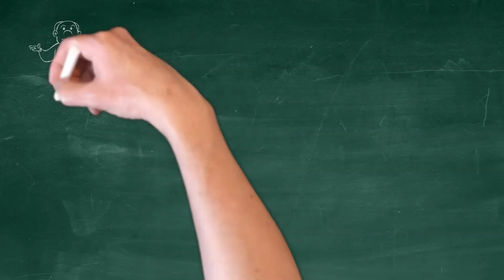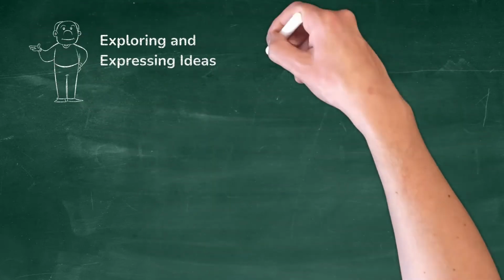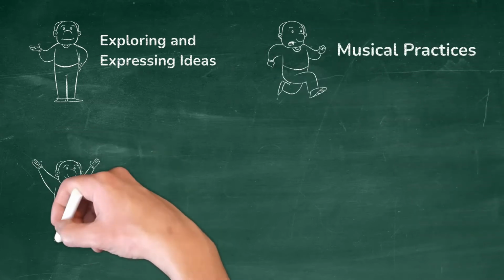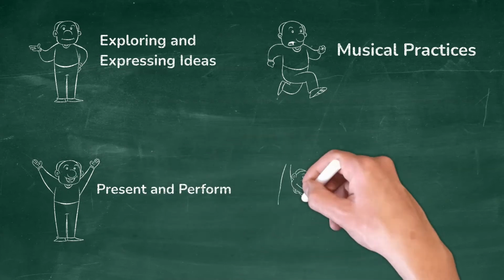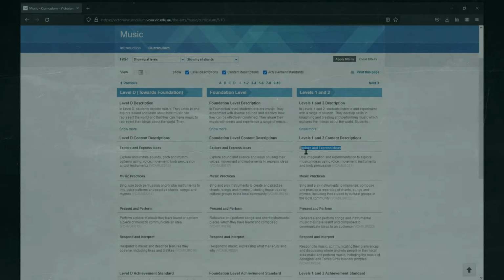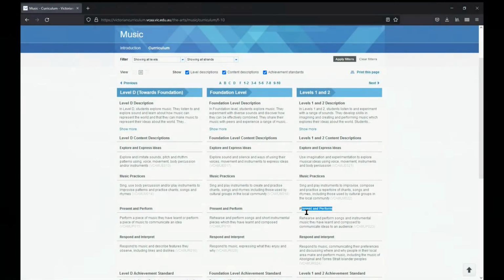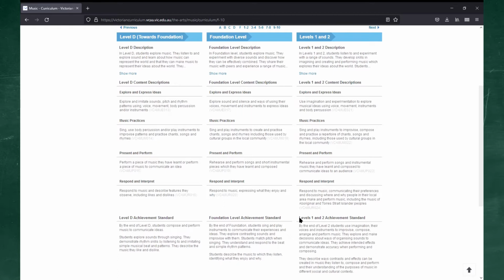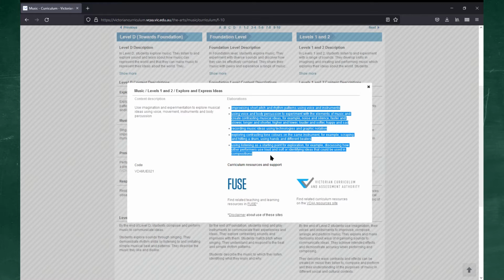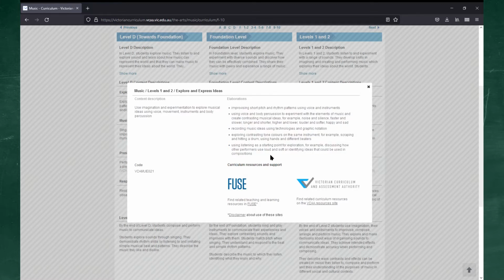Following the Victorian curriculum, we have 4 strands in the music domain: exploring and expressing ideas, musical practices, presenting and performing, responding and interpreting. Here we are on the VCAA website. For each level, under each of the musical strands, we have a number of content descriptors. And down below, we have the assessment standards. In addition, there are elaborations on what this content might look like in your classroom. We're going to use these elaborations to help us plan out a unit.